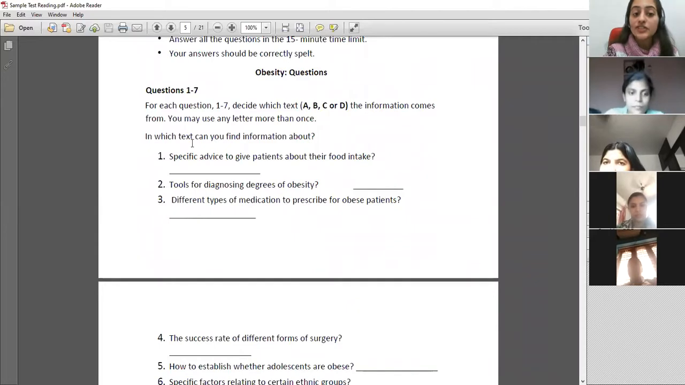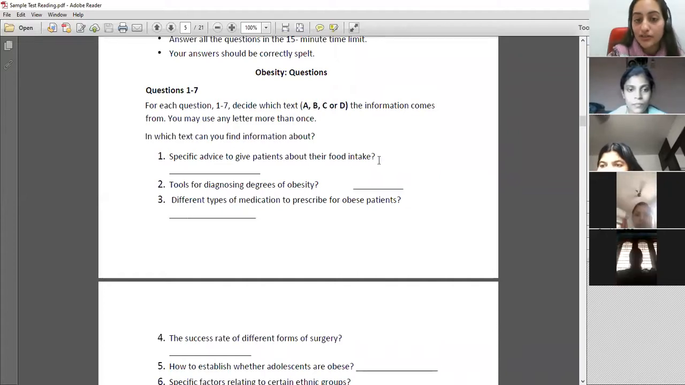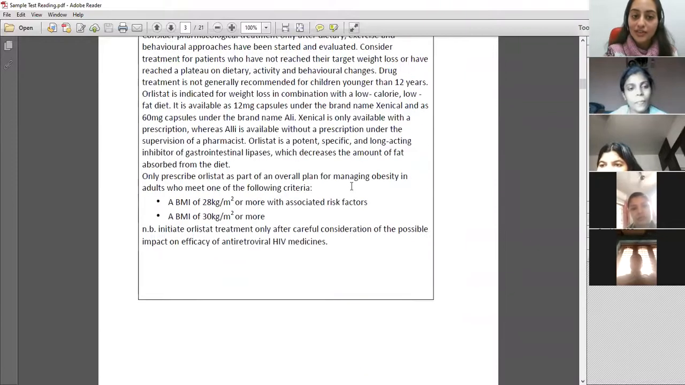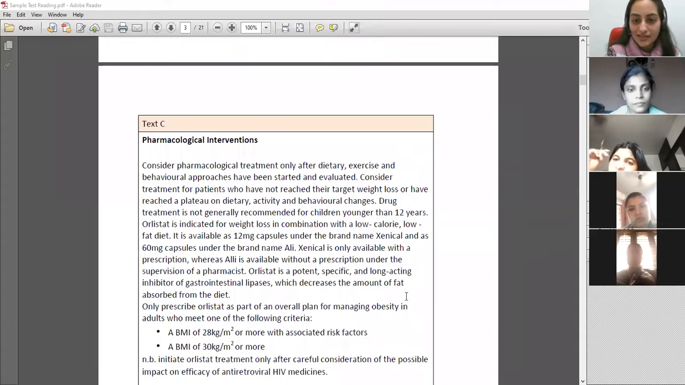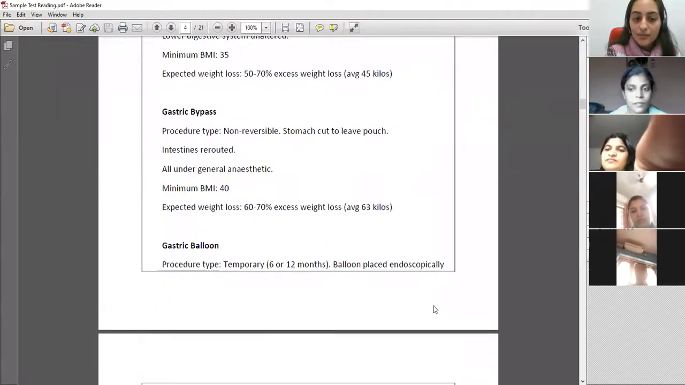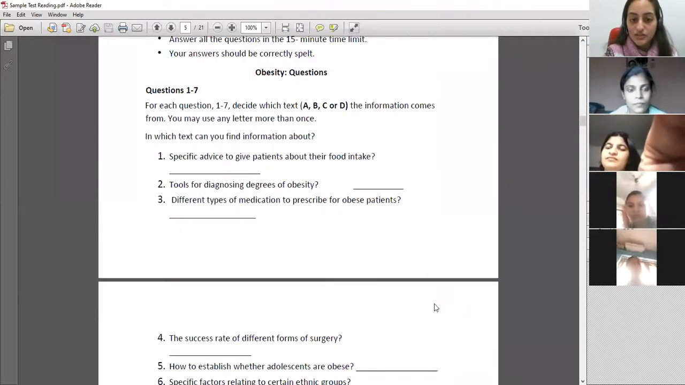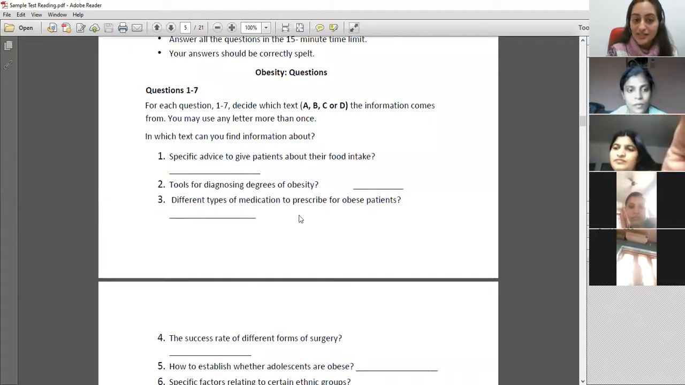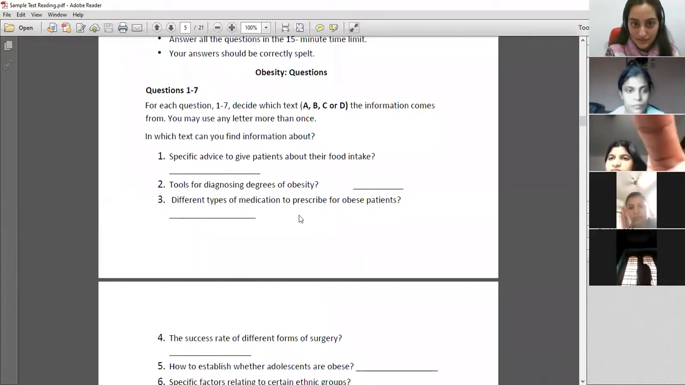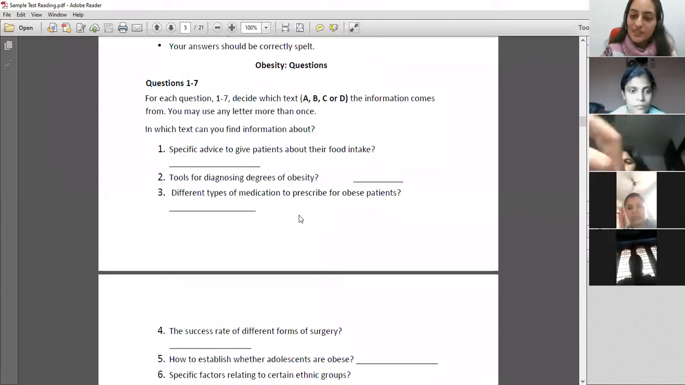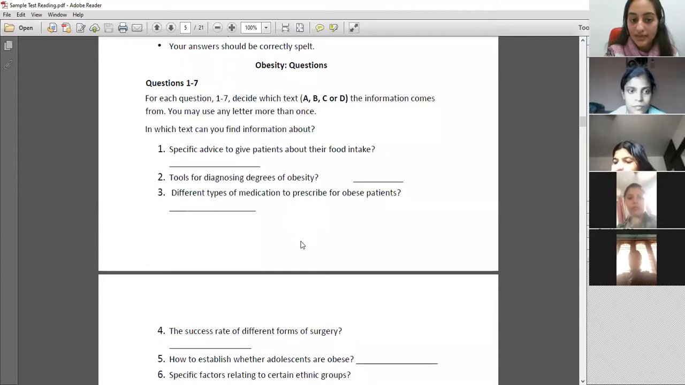So in matching questions, what do they ask? They say that in which text out of the 4 texts can you find information about? So here it says specific advice to give patients about their food intake. So I will go back and skim through all the 4 texts and try to see where the information about the advice that is given is. These type of questions are called matching questions, where you have to see in which of these texts will I find information about this. It will always be the first set of questions in reading part A.